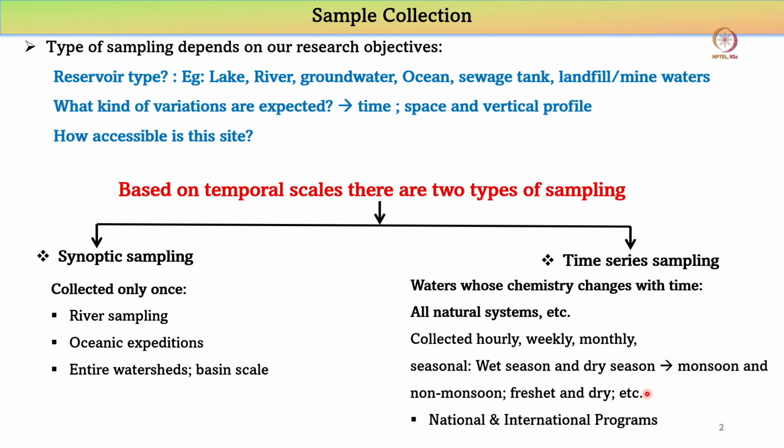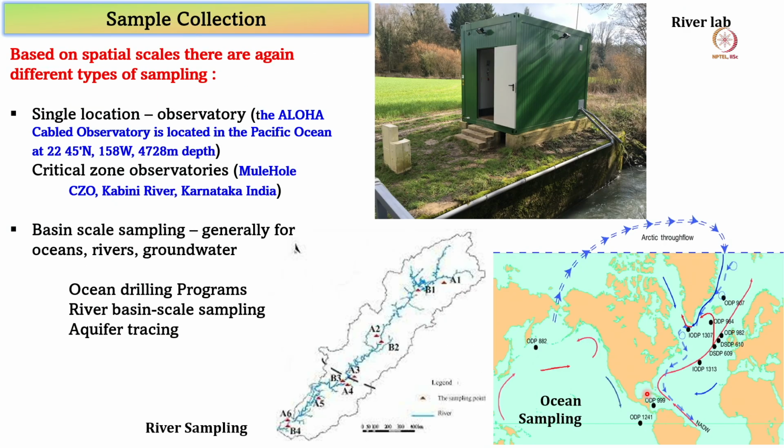Now, different methods have been created, right? So we'll talk about this in more detail, right? So this was based on the temporal scale. So either you collect only one time or you can do a time series sampling. Now, where you are going to sample? So the spatial scale. Okay.